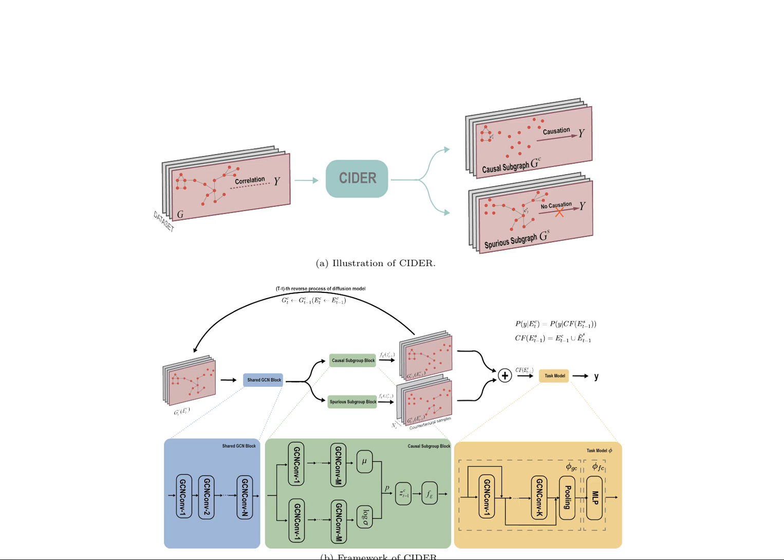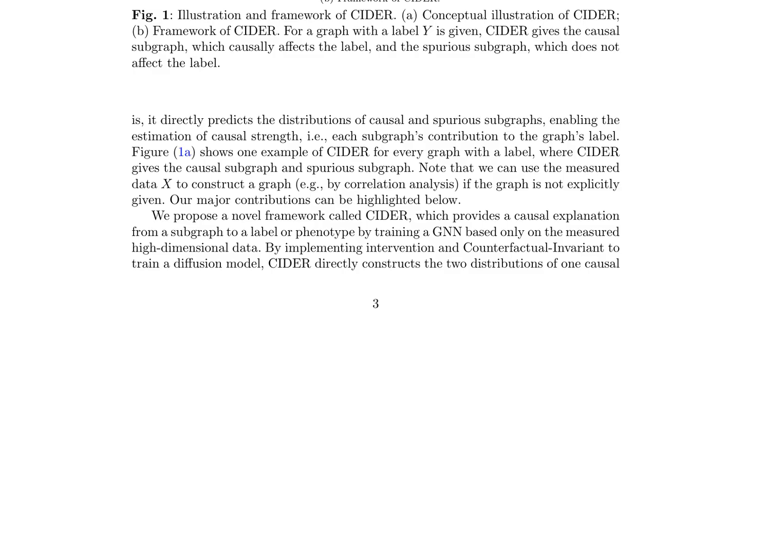The CIDER framework, shown in Figure 1b, involves training a graph neural network, GNN, solely on measured high-dimensional data. This is achieved by implementing intervention and counterfactual-invariant to train a diffusion model, which directly constructs the distributions of the causal and spurious subgraphs. CIDER provides a causal explanation from a subgraph to a label or phenotype, leveraging the capabilities of GNNs in handling high-dimensional data and the novel training approach utilizing intervention and counterfactual-invariant. Furthermore, if the graph is not explicitly given, CIDER can utilize measured data X to construct a graph, for instance, through correlation analysis, enabling its application to a wide range of scenarios.